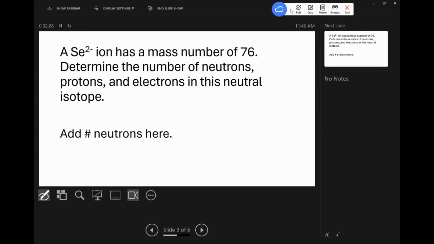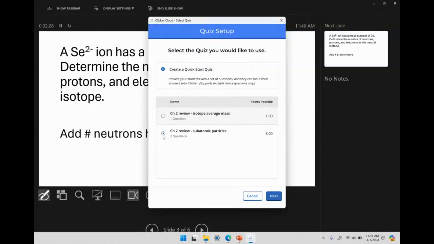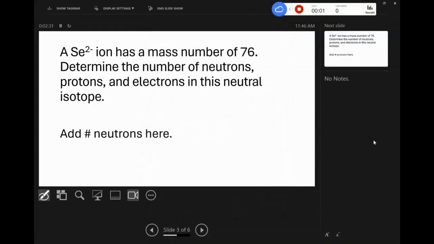So this is, I think, from chapter 2. We're talking about subatomic particles. You have an atom that has a charge, selenium with a 2- charge. We're going to say that the isotope you're looking at has a mass number of 76, and you're determining the number of electrons, protons, and neutrons present in this ion. Subatomic particles are the protons, neutrons, and electrons, so just determining how many of each. And you shouldn't necessarily calculate in that order. You might calculate in a different order to what the questions are.